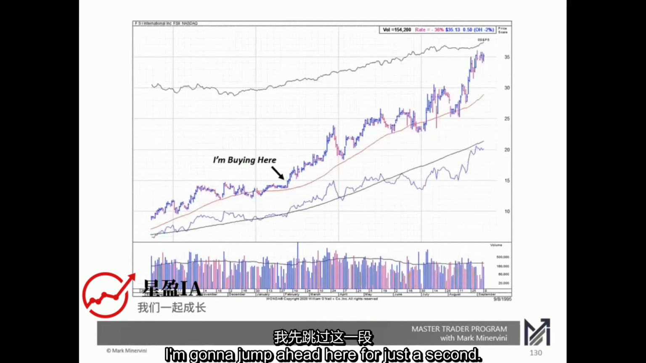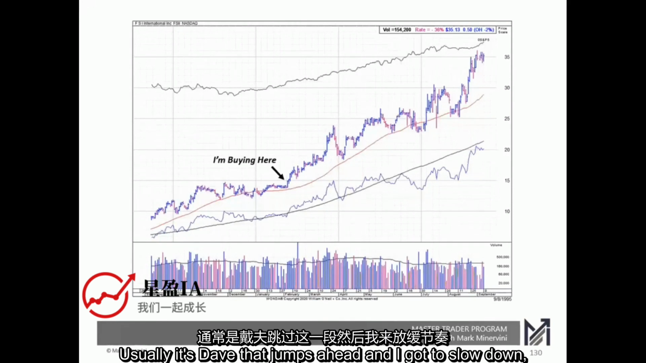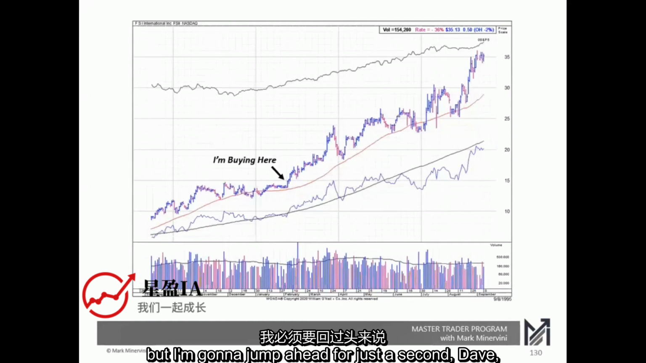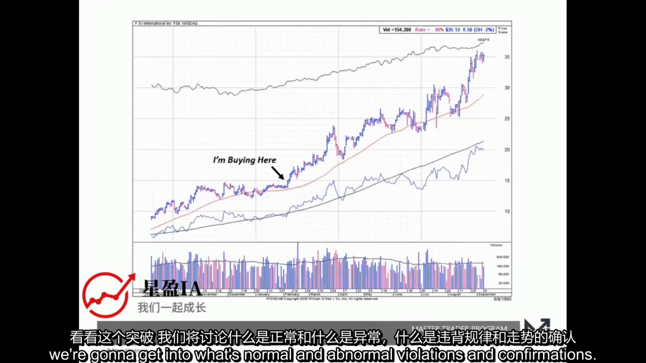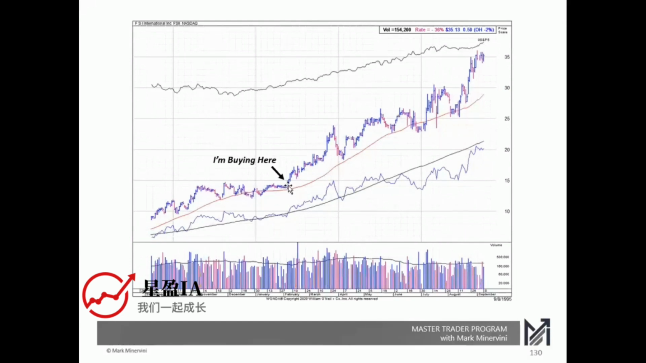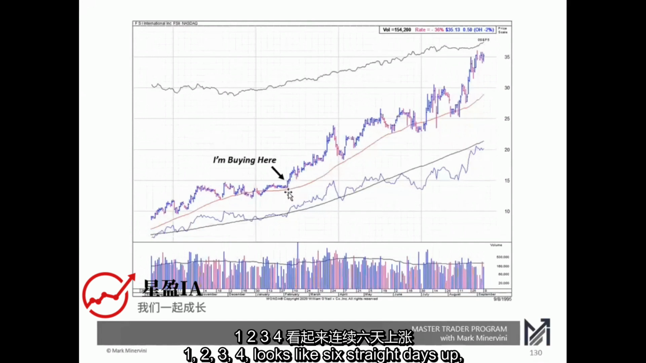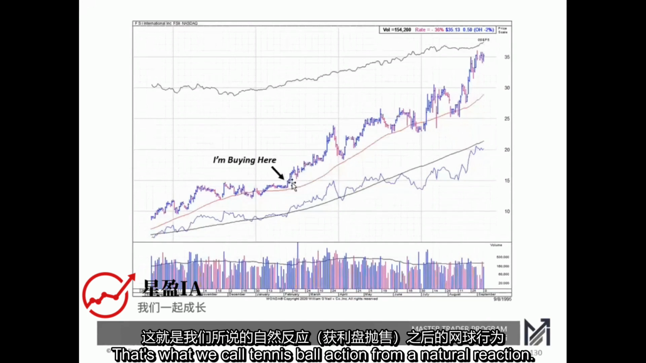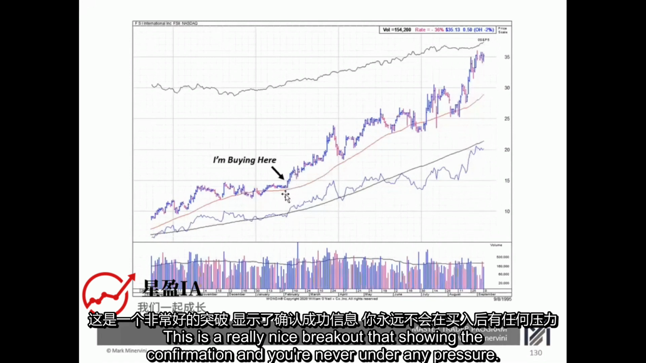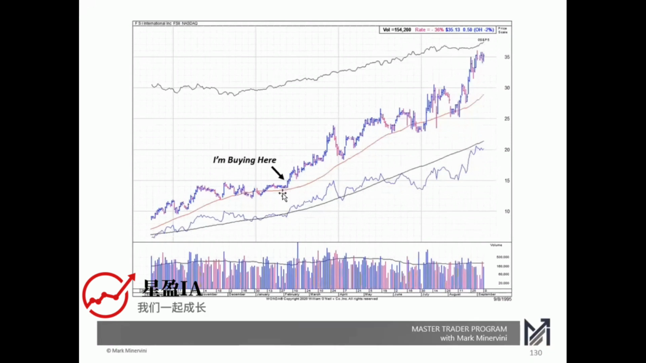Another thing, too, I'm going to jump ahead here for just a second. Usually it's Dave that jumps ahead, and I have to slow him down, but I'm going to jump ahead for just a second. Dave, taking a look at this breakout, and we're going to get into what's normal and abnormal, violations and confirmations, but this stock is really confirming quite nicely. 1, 2, 3, 4, it looks like 6 straight days up, and then a brief pullback and right back into new high ground. That's what we call tennis ball action from a natural reaction. This is a really, really nice breakout that's showing the confirmation, and you're never under any pressure. The key is that when you time them right, you should be under no pressure.